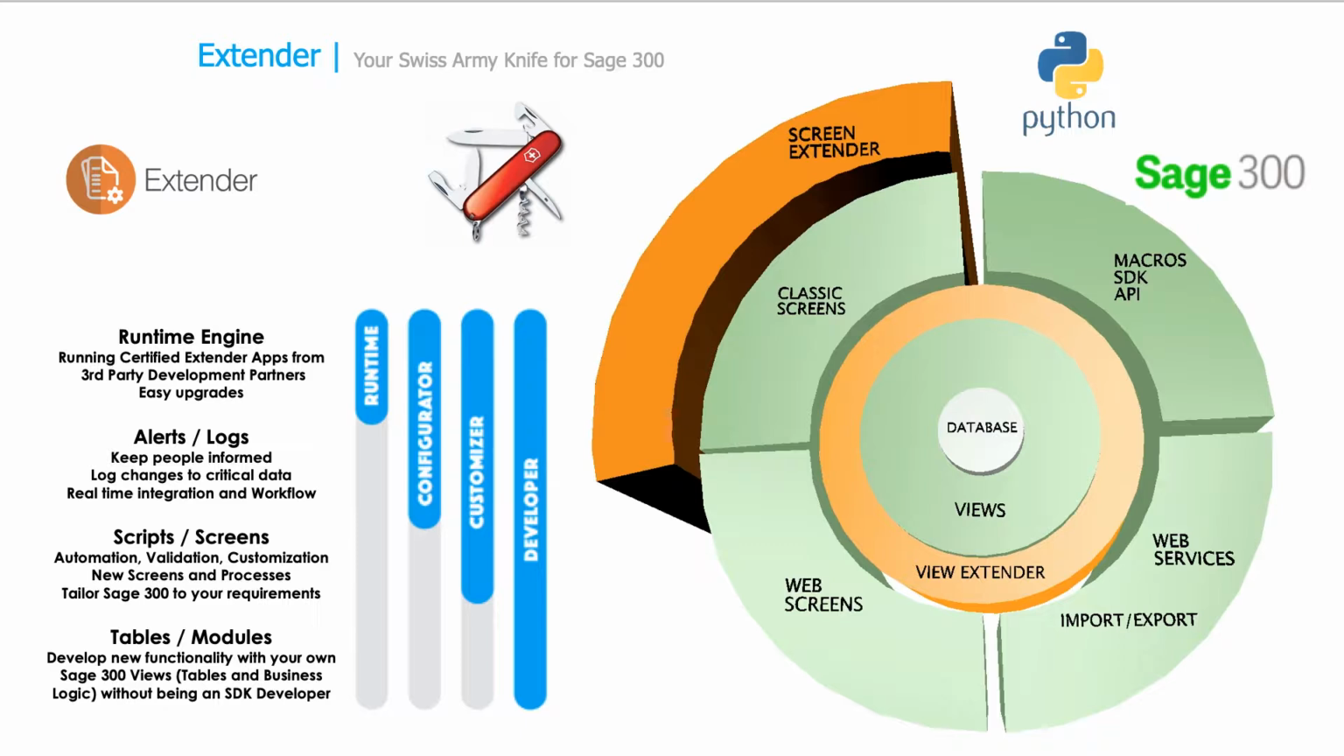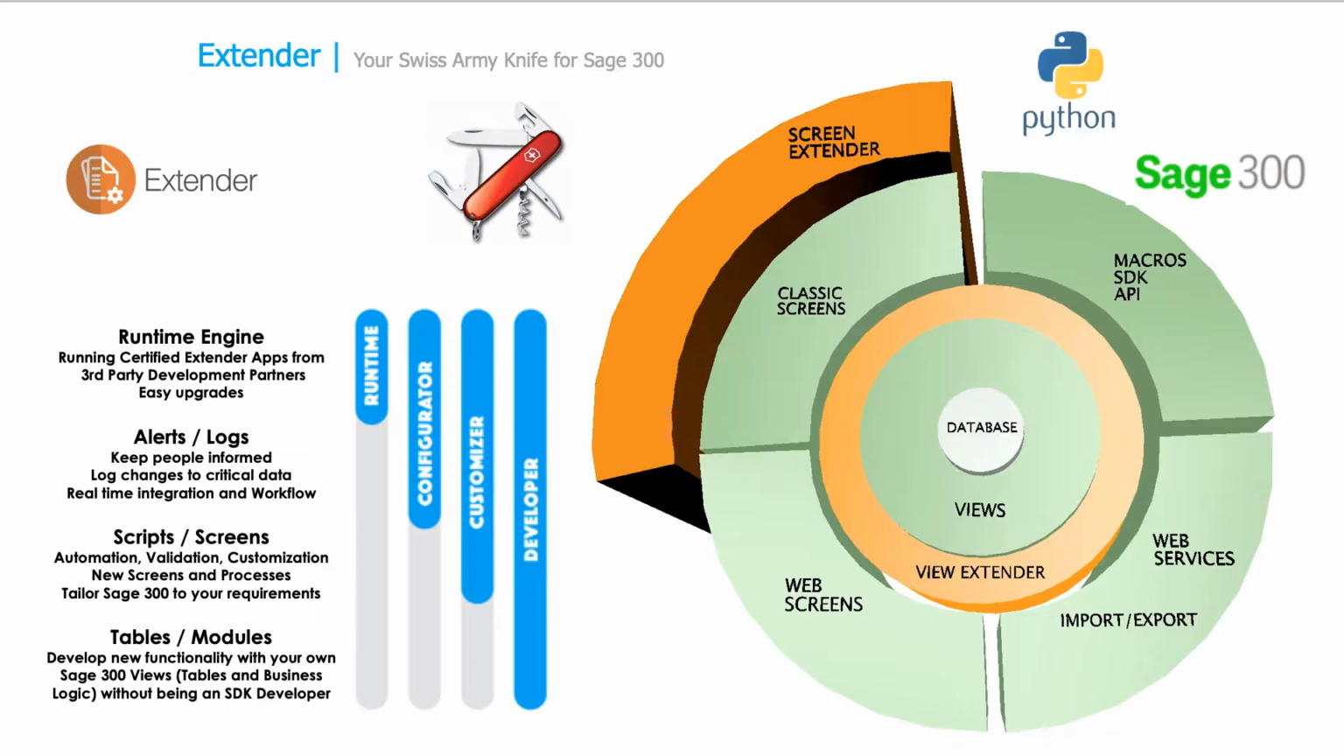And if you have a look at the diagram on the right-hand side, the green circles relate to standard Sage 300 ERP. In the center, we have the database, which is Microsoft SQL Server. Around that, we have the views, which contain the business logic. And the next level, we have the ways to access that business logic, either through the classic desktop screens, the new web screens, through web services and import-export, or through macros and the standard Sage 300 SDK and APIs.